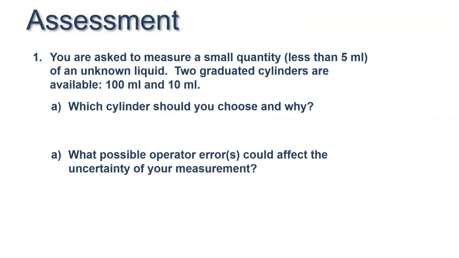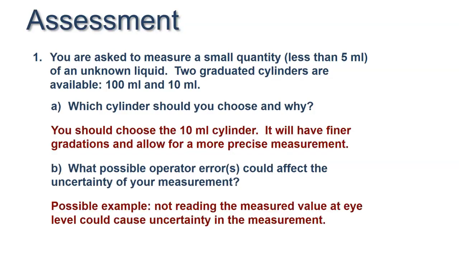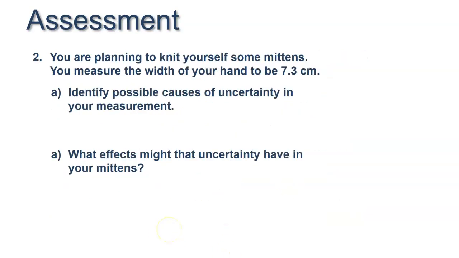So assessment: you are asked to measure a small quantity, less than 5 mils, of an unknown liquid. You have 2 graduated cylinders. One is 100 mil and one is 10 mil. Which cylinder should you choose and why? And what possible operator errors could affect the uncertainty of your measurement? Obviously, because this is a small liquid quantity, less than 5 mils, we should use the 10 mil cylinder. It will have finer graduations and allow for a more precise measurement. An example of a possible error: not reading the measured value at eye level could cause some uncertainty. With water, there is a meniscus in a graduated cylinder, so not measuring at the bottom of the meniscus. There are all kinds of things that could lead to operator error as well.